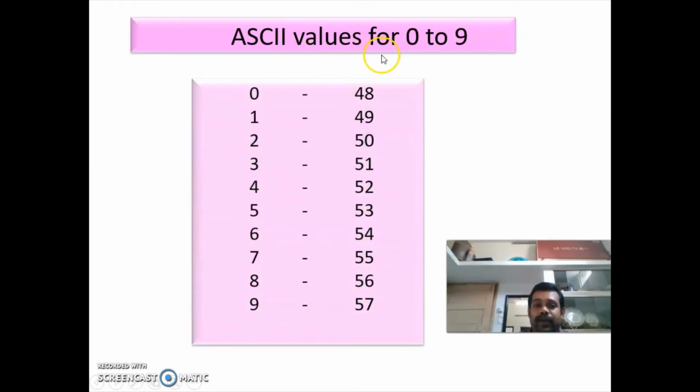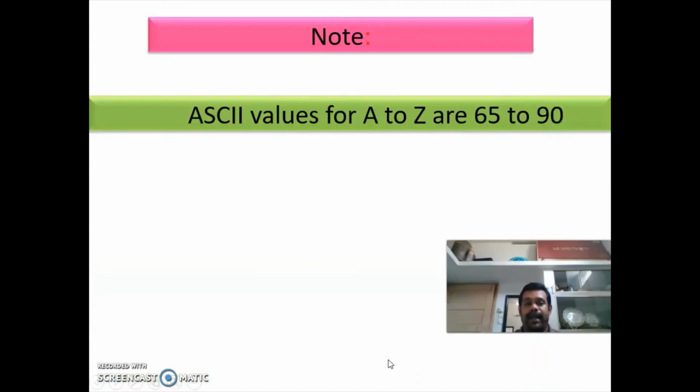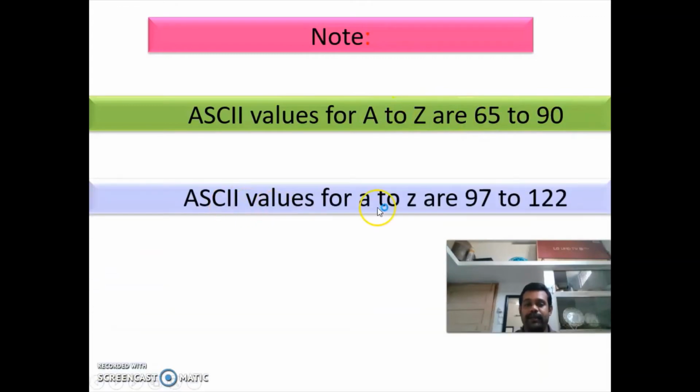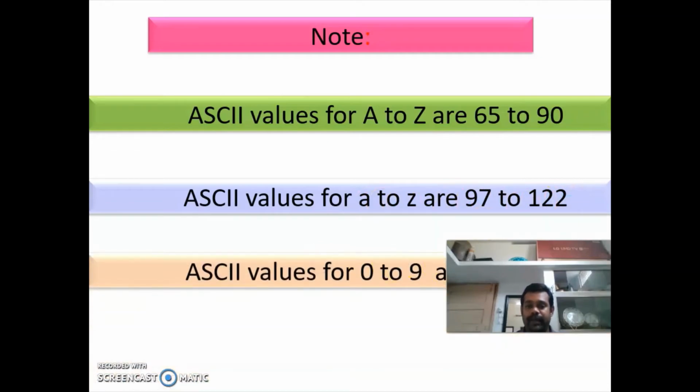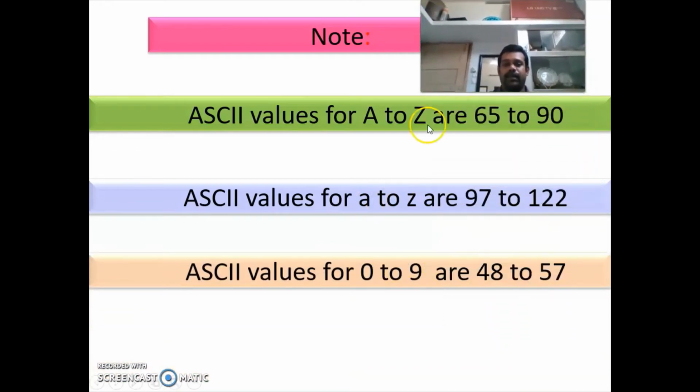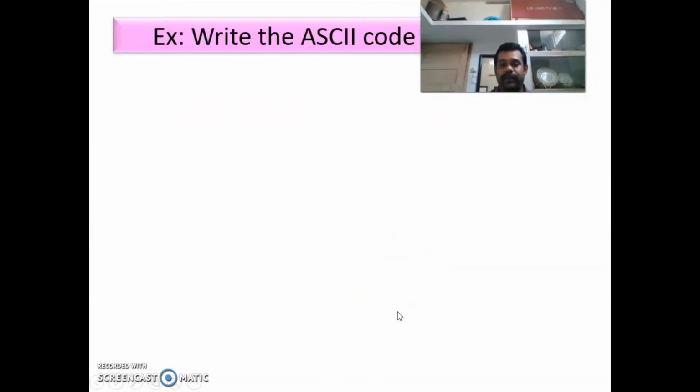The ASCII values for 0 to 9. For numerical value 0, the ASCII value is 48, for 1 it is 49, for 2 it is 50, and for 9 it is 57. So the ASCII values for capital A to Z are 65 to 90, for small a to z are 97 to 122, and for 0 to 9 are 48 to 57.